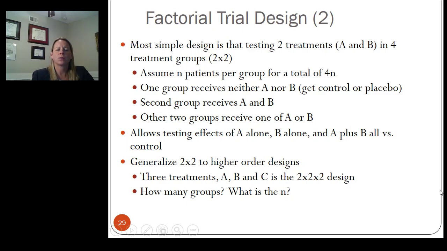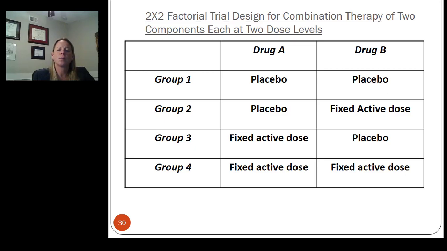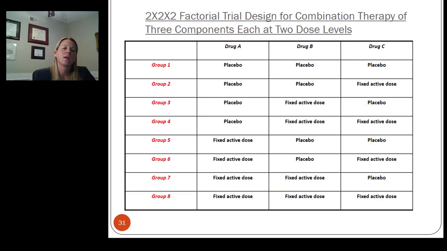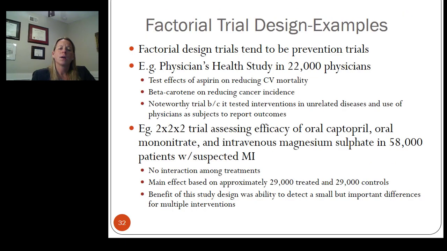This sort of design allows the testing of A alone, B alone, and A plus B, all versus the control. And then you can generalize this approach to higher designs. So here is an example of that 2x2 design, looking at the effect of drug A, drug B, and then the combination of the two. And then here's a more complicated 2x2x2 design, where now you have 3 drugs you're interested in studying simultaneously. Lots of examples of factorial designs in the literature.